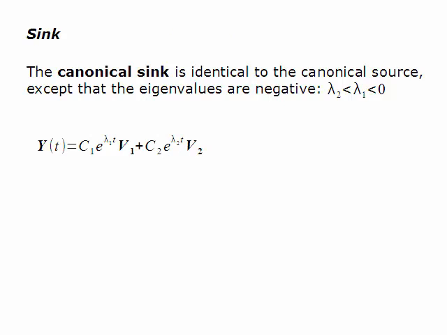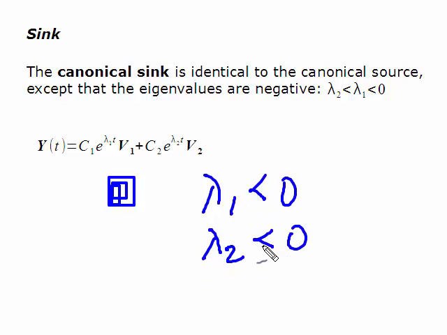Now, all the steps for the sink are identical to the source, because the only difference, which wasn't taken into account at all when we found the eigenvectors, is that for a sink, both of the eigenvalues are less than 0. Before, they were both positive, greater than 0, and they gave you a source. Now they're both less than 0. It gives you the sink. Solutions look the same. It's just that as you plot them, these are going to be negative.